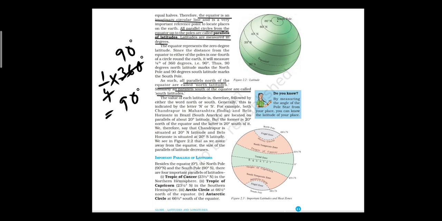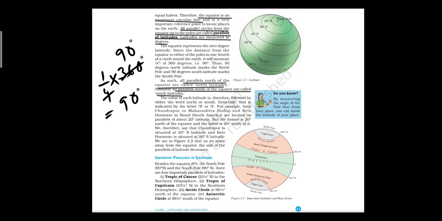We therefore say that Chandrapur is situated at 20-degree north latitude and Belo Horizonte is situated at 20-degree south latitude. So here what we are doing is that whenever we write the value of any latitude, we always write north or south, or the letter N or S, to indicate whether the place is lying on the north side in the northern hemisphere or on the southern hemisphere.